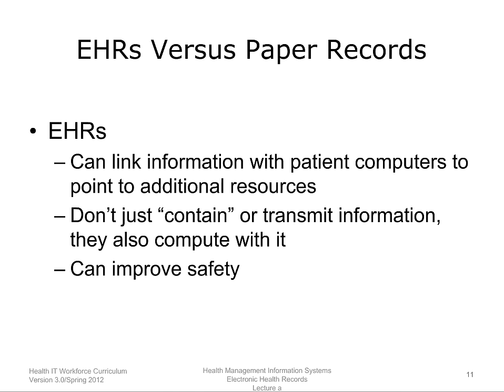Additionally, EHRs can link information with patient computers to point to additional resources. Patients can be more informed and involved as EHRs are used to help identify additional web resources. EHRs don't just contain or transmit information, they also compute with it. For example, a qualified EHR will not merely contain a record of a patient's medications or allergies, it will also automatically check for problems whenever a new medication is prescribed and alert the clinician to potential conflicts. EHRs can improve safety through their capacity to bring all of a patient's information together and automatically identify potential safety issues, providing decision support capability to assist clinicians. CMS, 2010, paragraph 5.